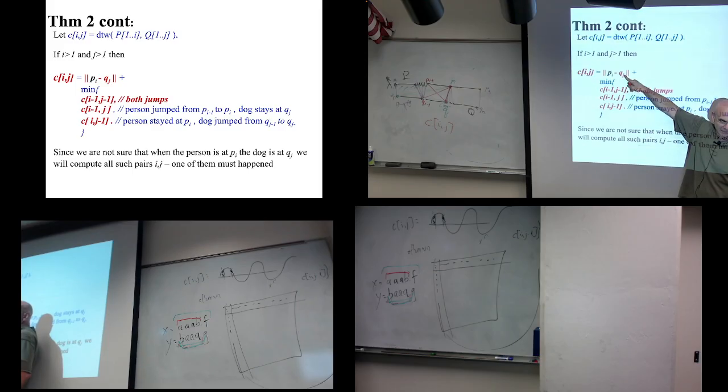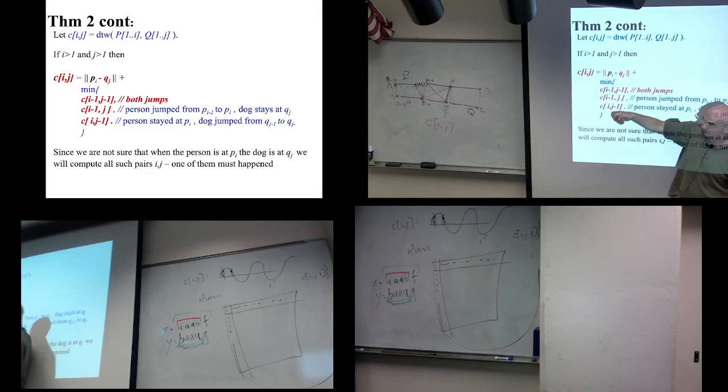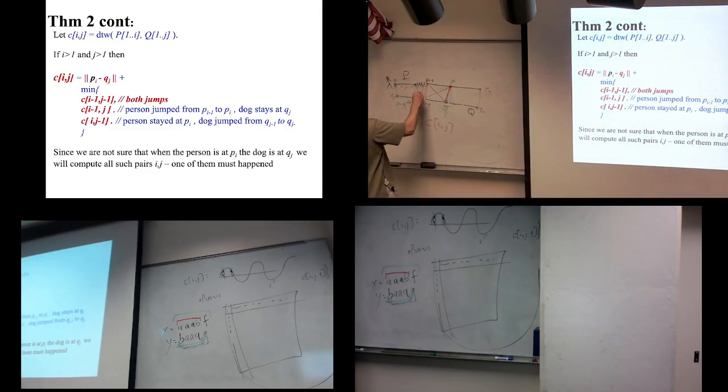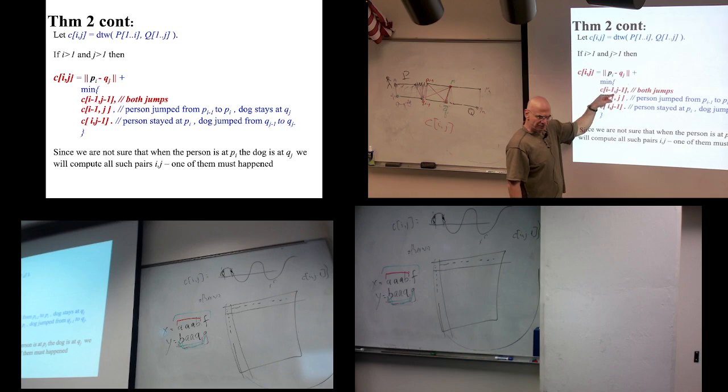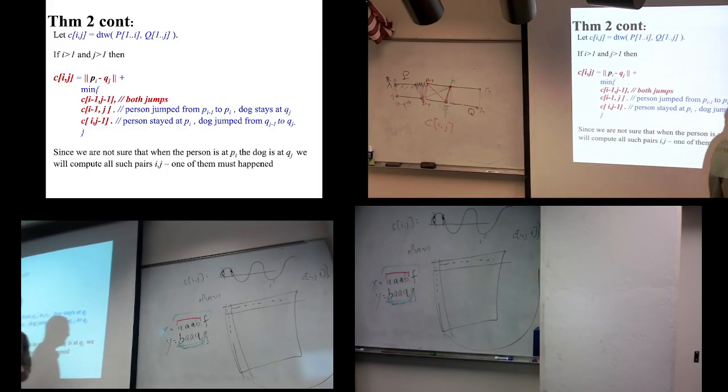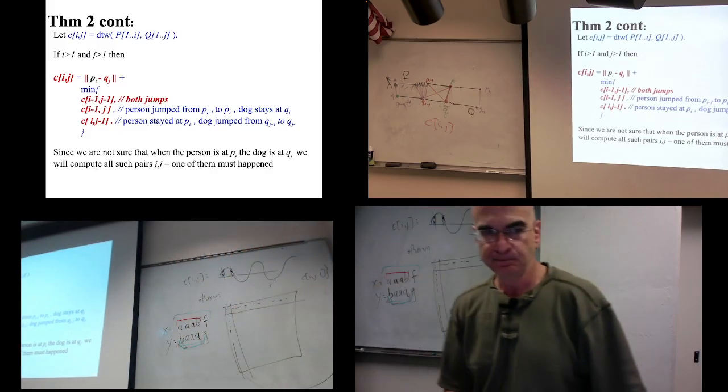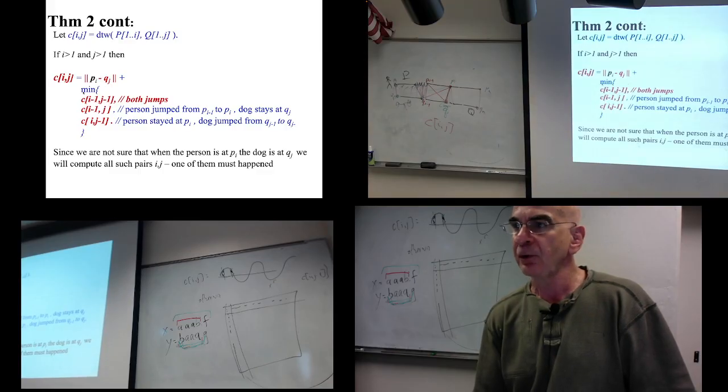Now, what else do you need to pay? Everything that happens before. If we both jumped, the cost that I need to pay for everything beforehand is just C i minus 1, j minus 1. Again, that was the optimum solution up to this case. And if I need to solve it for the i minus 1, j minus 1 problem, that's a solution that I will use. Or the person jumped from Pi minus 1 to Pi, and the dog was already at Qj one step ago. Or the alternative. Which one is the best for me? Which one yields the optimum cost? The minimum out of only these 3 operations.